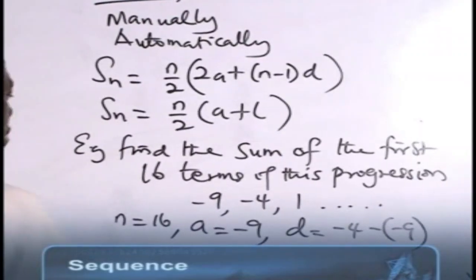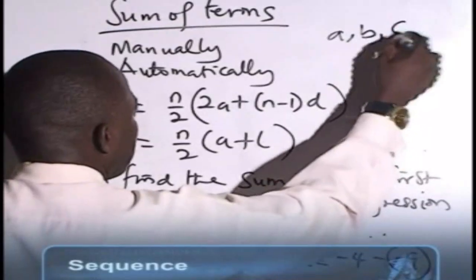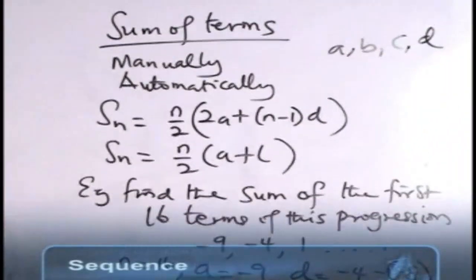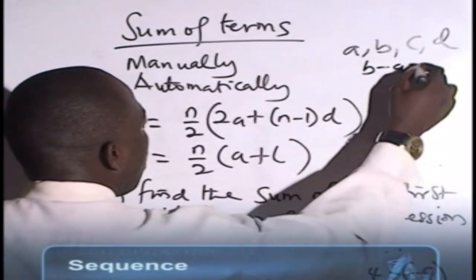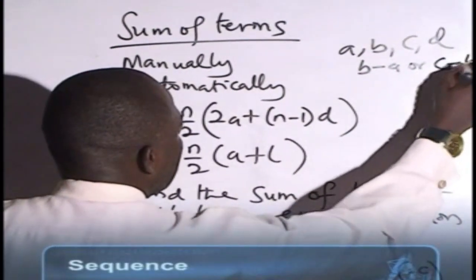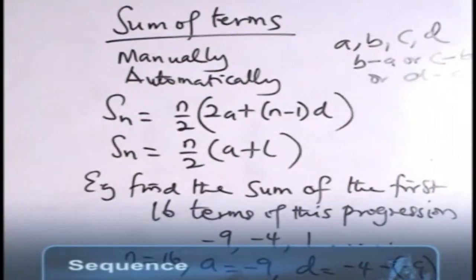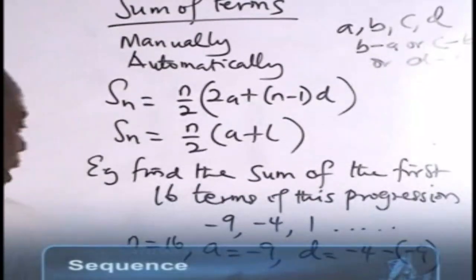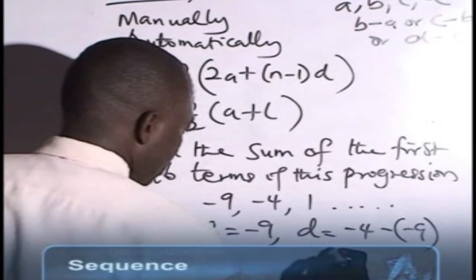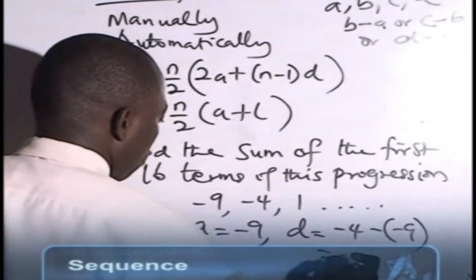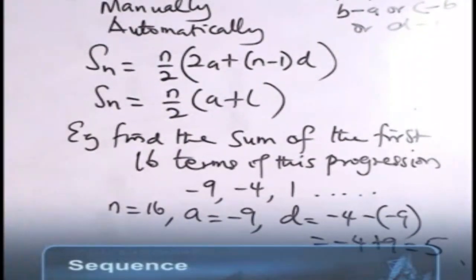I'll repeat that. If I give you a progression, let's say A, B, C, and D, the common difference is gotten by B minus A, or C minus B, or D minus C. The same thing here: you say -4 minus -9, or 1 minus -4. So if you subtract -9 from -4, you have -4 plus 9, which gives us 5. So the common difference is 5.